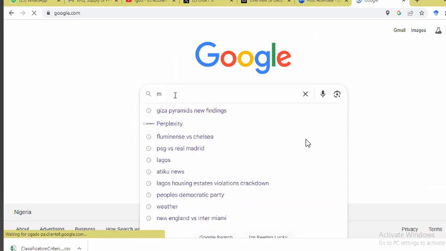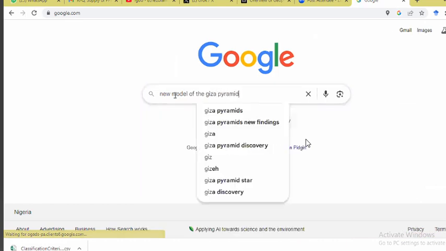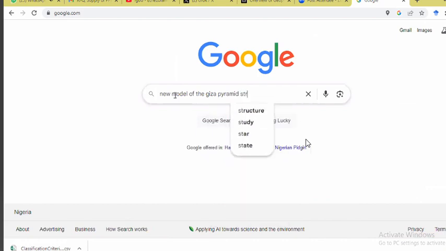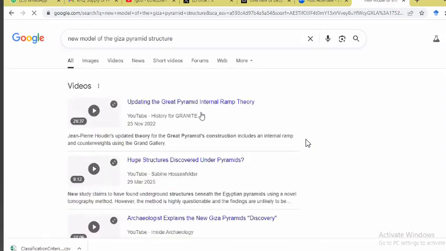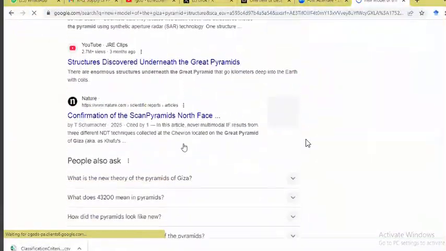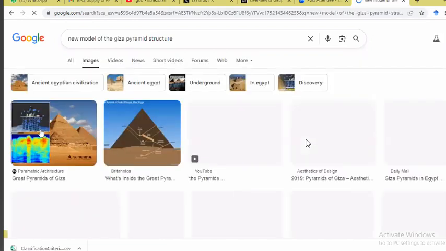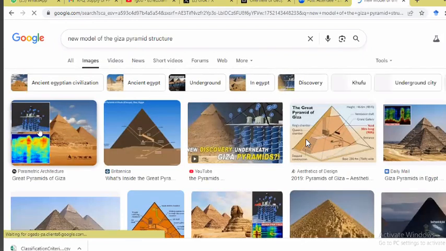So let me show the new model of the Giza pyramid structure. I encourage you to read and expand your knowledge. Most of them are videos, so I don't have any images. All right, so this is what I want to share.